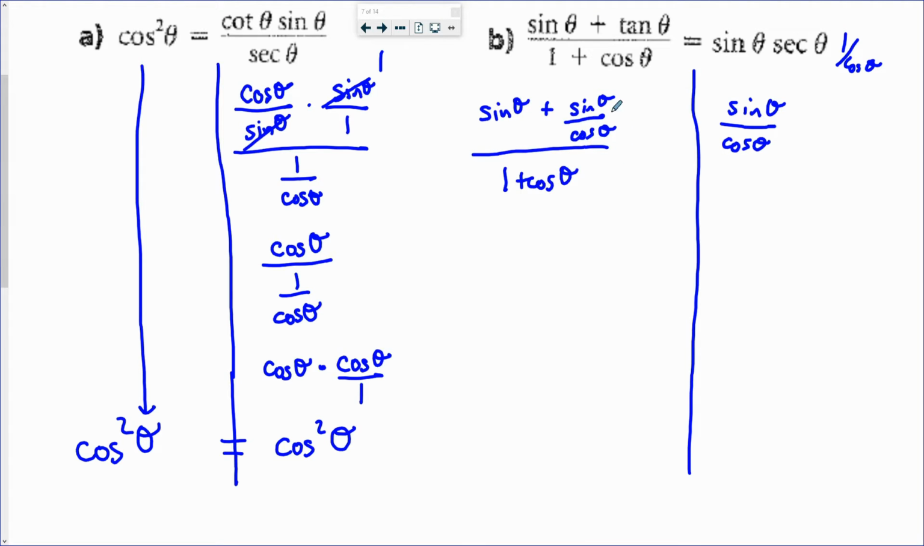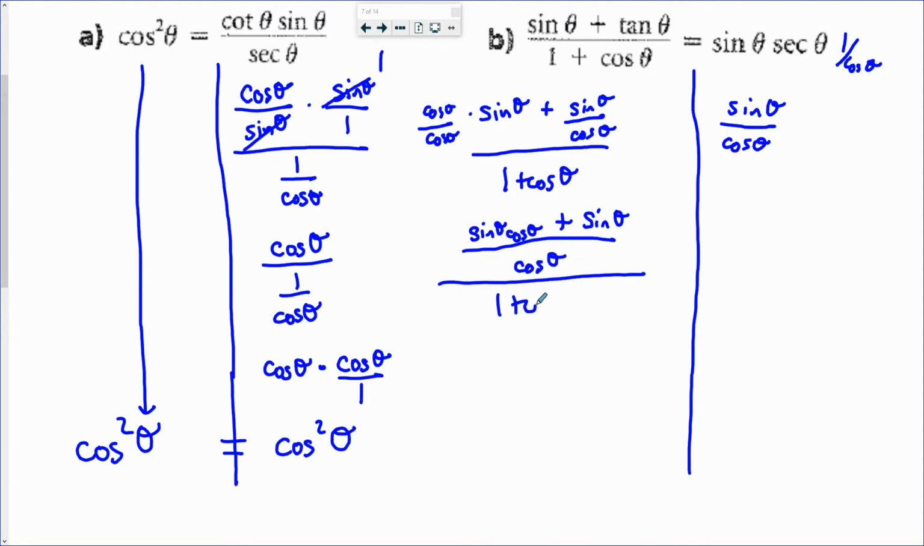Now this is looking really ugly, and it's not very obvious what I should do. I think I'm going to get a common denominator in the numerator. That was the general strategy we were doing before when we were doing the algebra questions, right? So I'm going to multiply this one by a form of 1, which would be cos theta over cos theta. So right here, I'm going to get sine theta cos theta, plus right here we have sine theta, right? And the common denominator in the top was cos theta, and it's all divided by 1 plus cos theta.